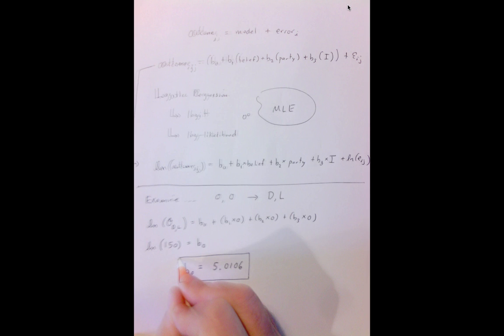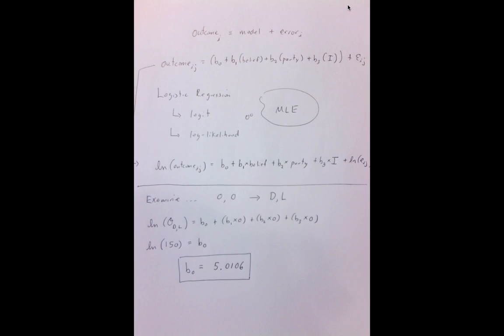Now if you think of this, this is just a log of the observed values when all categories are equal to 0. So one way to think about it, it's the log of the base categories.